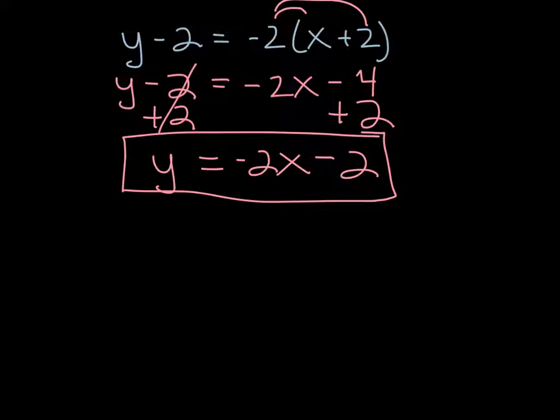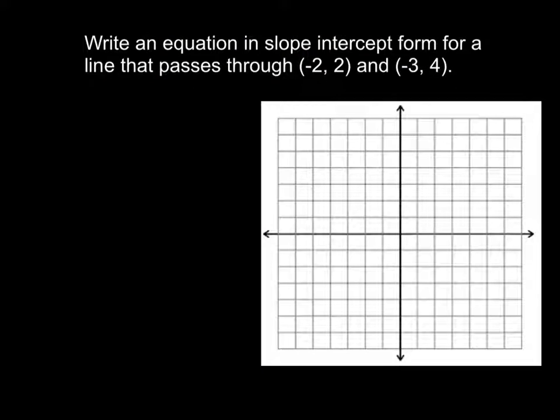Now let's see what happens when we graph it. You actually have a couple options when it comes to graphing. You could just graph the 2 points you're given up here and then connect the dots. So if I graph negative 2, 2, there's 1 dot, and then negative 3, 4 is right here. So here's what you'll get if you do that.